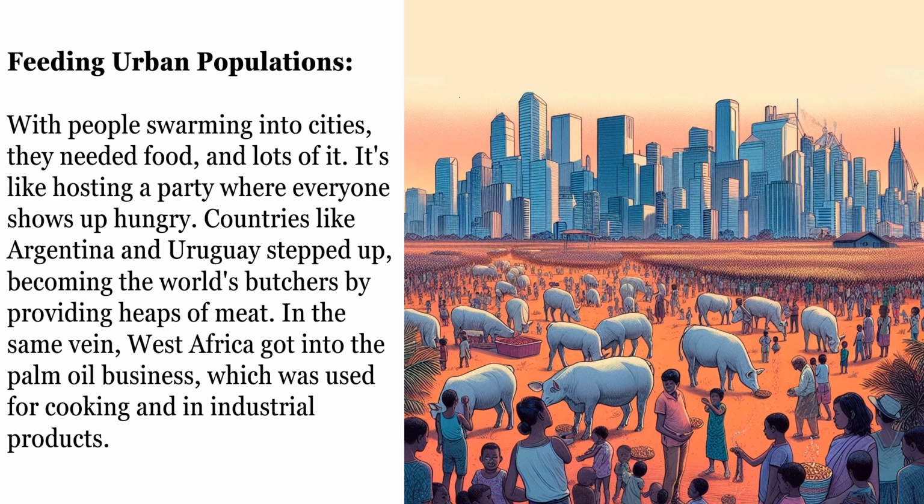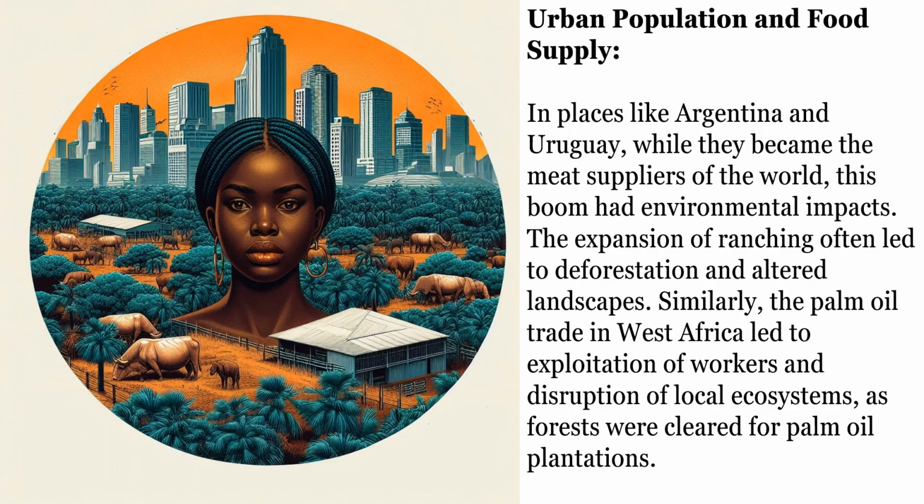Feeding urban populations. With people swarming into cities, they needed food and lots of it. It's like hosting a party where everyone shows up hungry. Countries like Argentina and Uruguay stepped up, becoming the world's beef butchers by providing heaps of meat. In the same vein, West Africa got into the palm oil business, which was used for cooking and in industrial products.